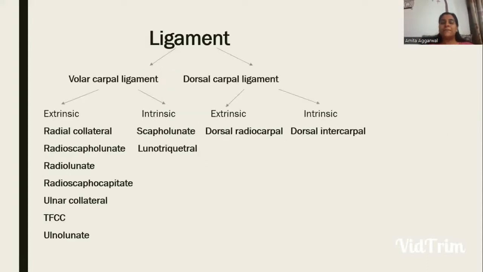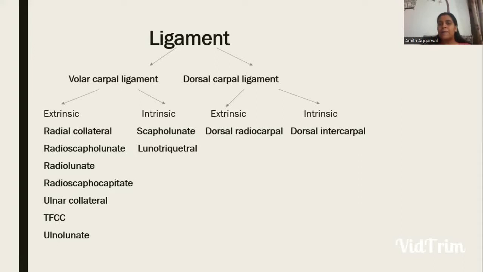So, to provide stability in any joint along with the bones, there is a requirement of certain active and passive structures. With respect to the joint, let's first discuss the ligaments. The ligaments are present on the dorsal surface as well as on the volar aspect. On the dorsal surface, there is the dorsal carpal ligament, simply categorized as extrinsic and intrinsic ligaments.